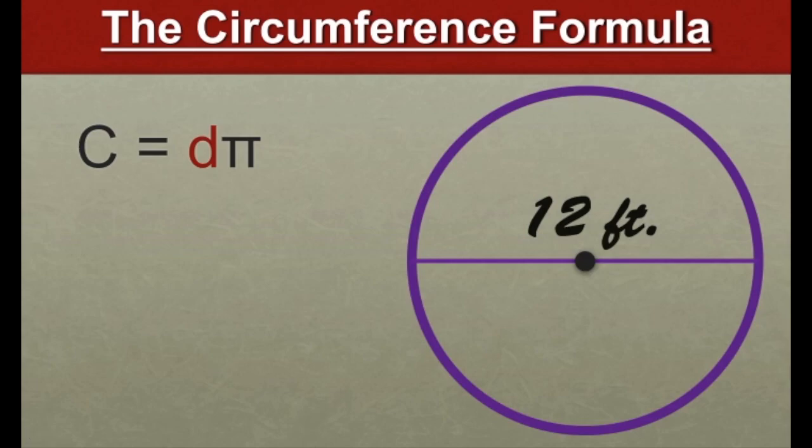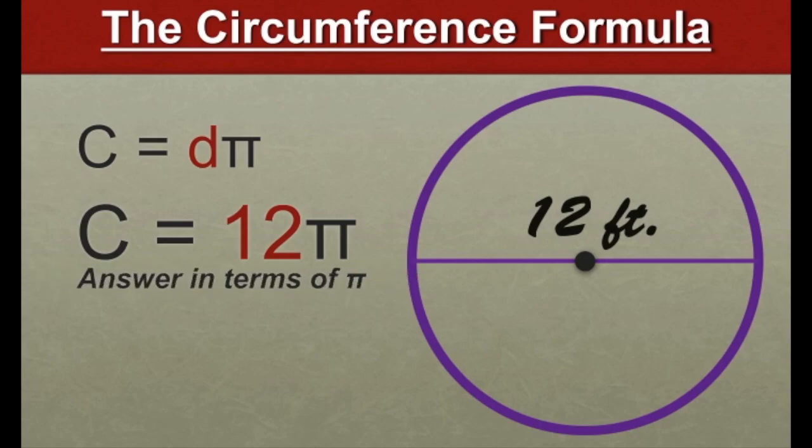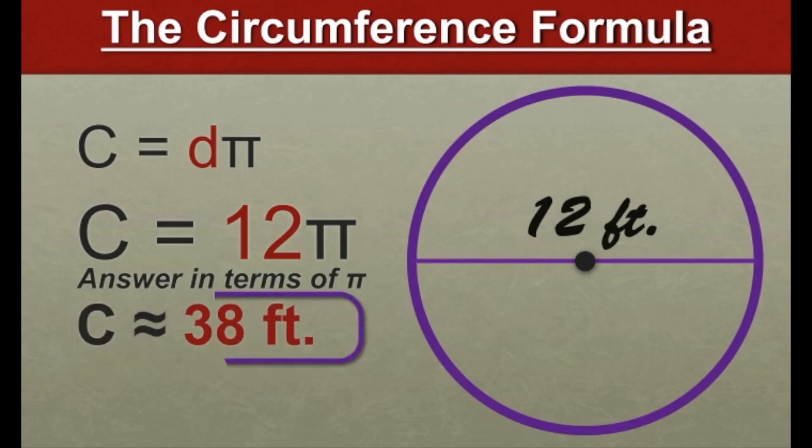And in this example, again, we should always start with the formula itself: circumference equals diameter times pi. I'm given that the diameter is 12 feet. Since my diameter is 12 feet, I just plug that in for the diameter, and I'm left with circumference equals 12 pi. That's my answer in terms of pi, because all I have left is the number 12 and the pi. The only thing left to do is multiply 12 times approximately 3.14159, and it goes on. That gives us circumference equals approximately 38 feet.